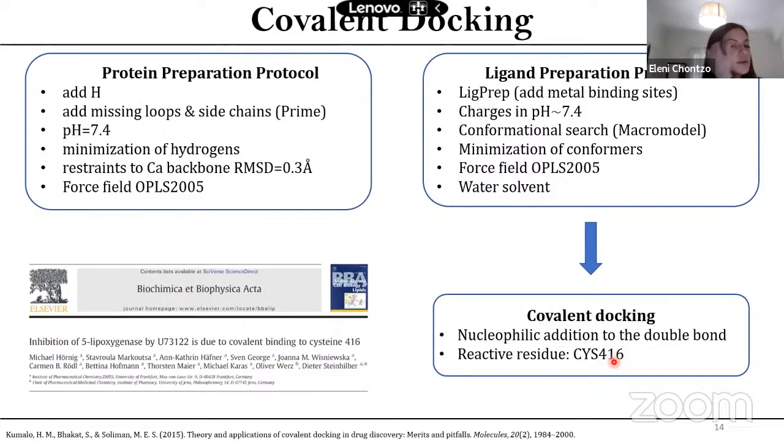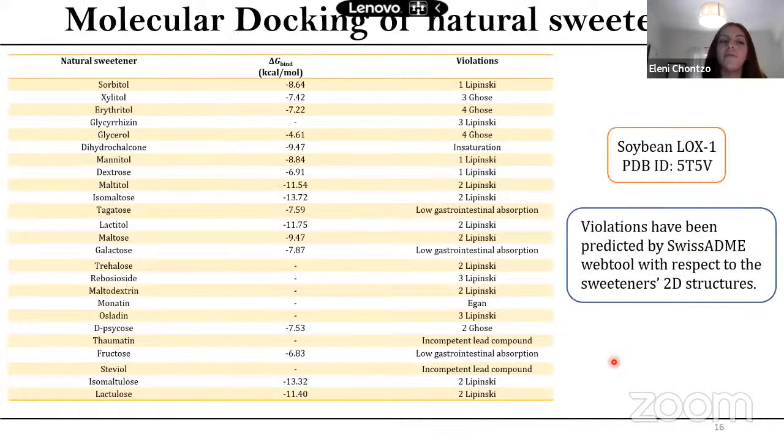Moving on to the results now, we firstly applied docking to all the natural sweeteners. We can see in the table delta G bind values that were calculated by induced fit docking to soybean lipoxygenase isoforms. And here we can see a lot of violations that were predicted by the SwissADME web tool, which, according to the 2D structure, can predict if the structure could serve as a possible drug.